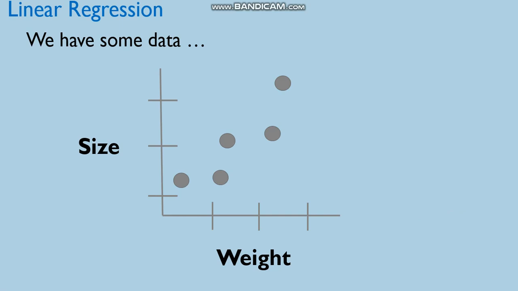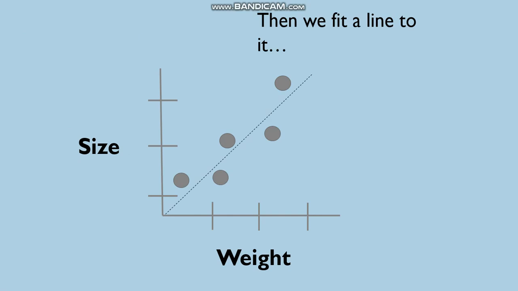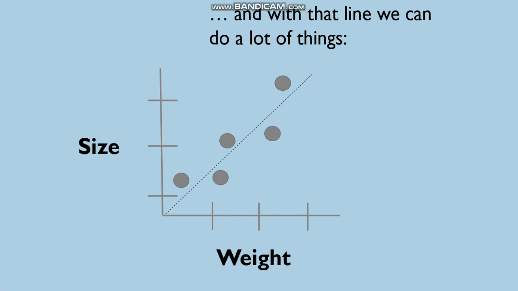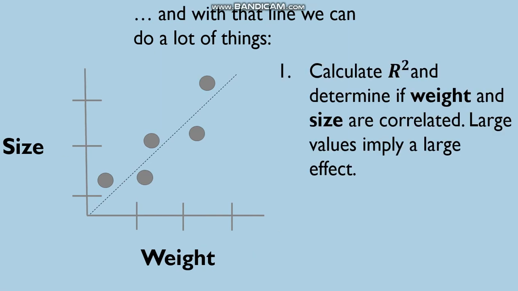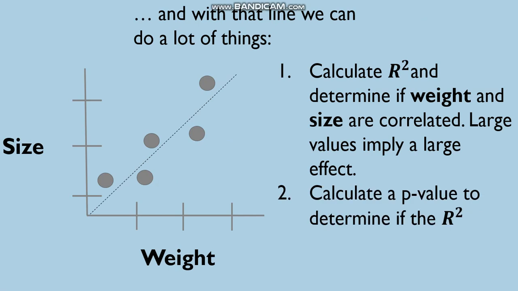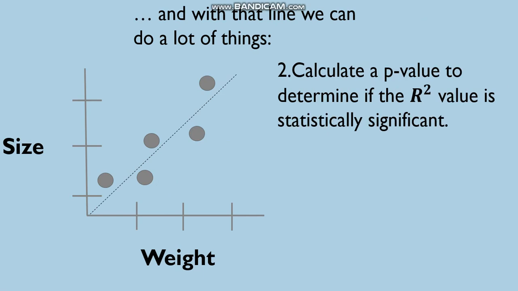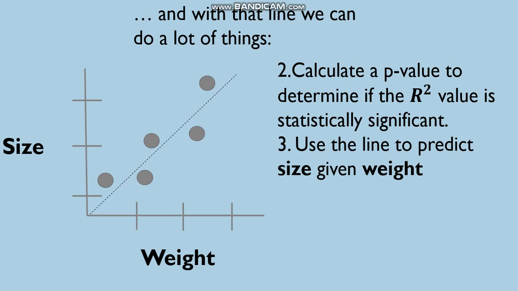We have some data, our weight and size. Then we fit a line to it, and with that line, we can do a lot of things. We can calculate the R-square and determine if weight and size are correlated. Large values imply a large effect. Second, we can calculate a p-value to determine if the R-square value is statistically significant. Third, we can use the line to predict size given weight.